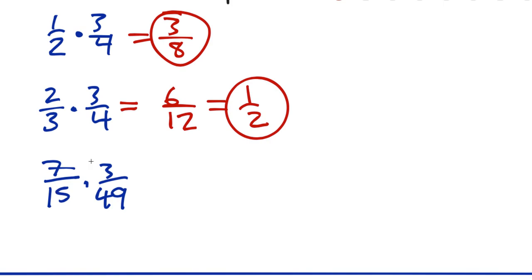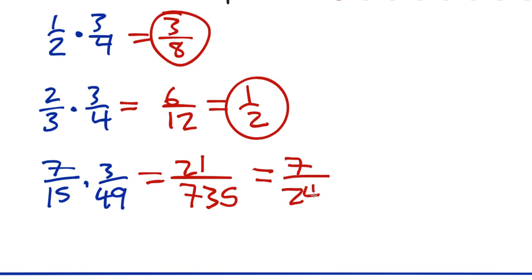Cool, last one. We have 7 over 15 times 3 over 49. Again, we're going to multiply numerators. That's 7 times 3. That'll be 21 up top. And then 15 times 49 on the bottom. That's 735. Now, I think 3 is going to be a factor, top and bottom. So that's going to basically simplify to 7 over 245. And then I've got a sneaking suspicion that 7's a factor of both 7 and 245. That simplifies to 1 over 35.